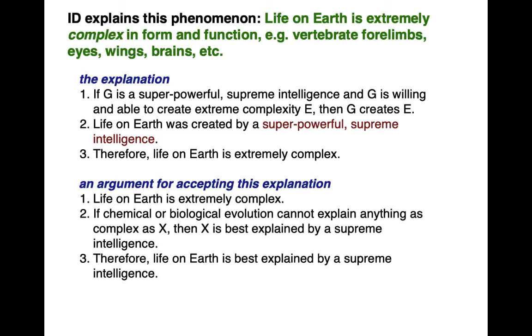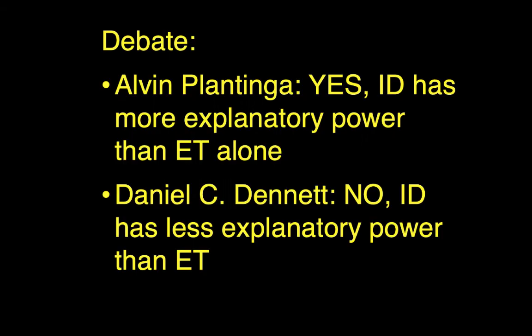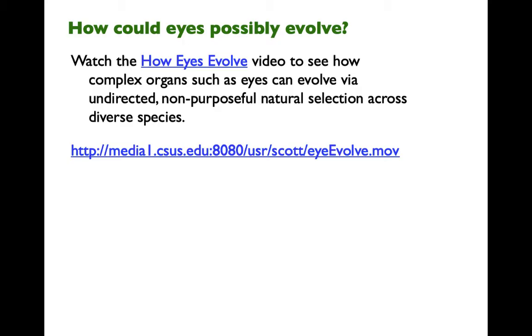Now, here's an argument for accepting that explanation, the ID explanation. Life on Earth is extremely complex. True. If chemical or biological evolution cannot explain anything as complex as X alone, then X is best explained by a supreme intelligence. Therefore, life on Earth is best explained by supreme intelligence. So you'll notice ID theory is really presuming what it needs to prove, that you can't explain amazing complexity without reference to some God or other. And that's the issue. Plantinga says yes, ID has more explanatory power, and Dennett says no.